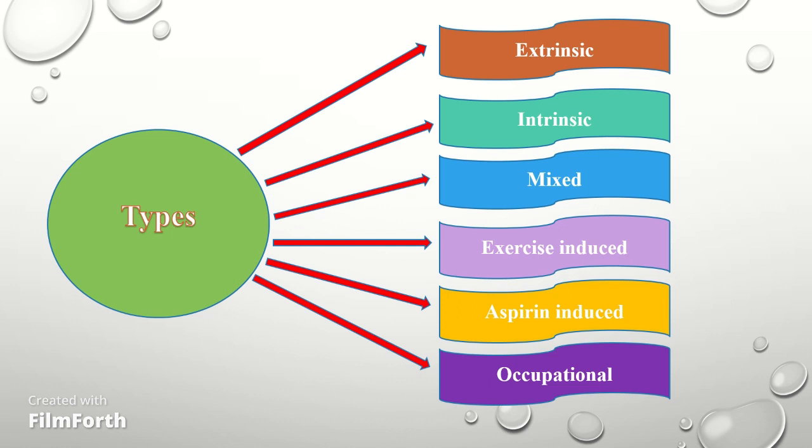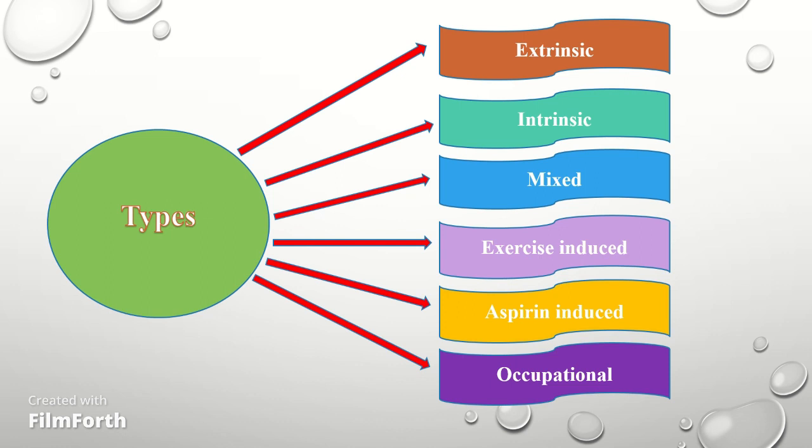So, the next one is mixed asthma. In mixed asthma, there will be a combination of both intrinsic as well as extrinsic asthma. That means the characteristics of both intrinsic and extrinsic asthma will be present in mixed asthma. Now, let's have a look at what exercise-induced asthma is.